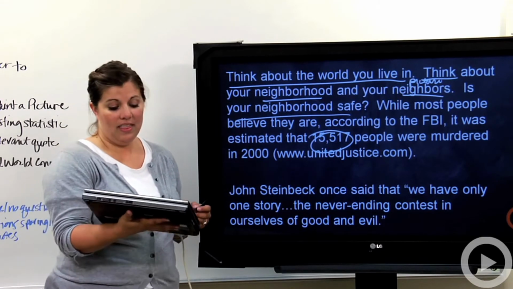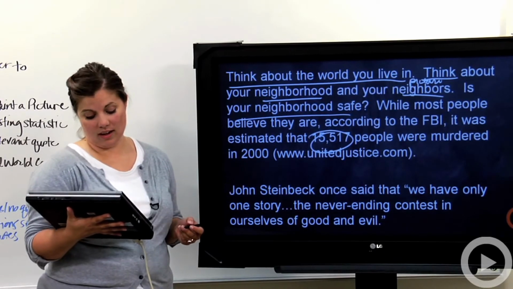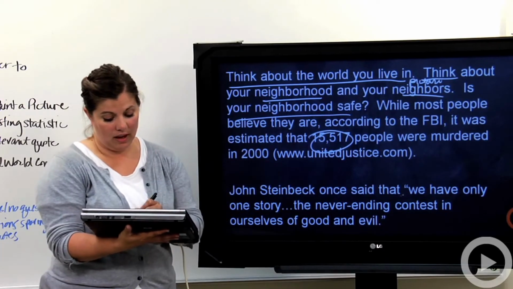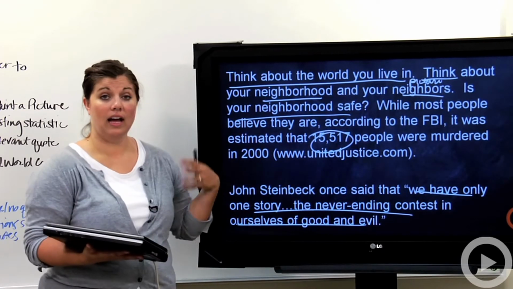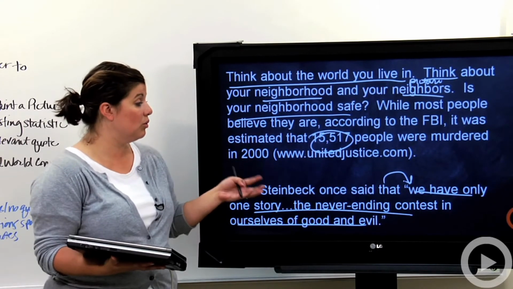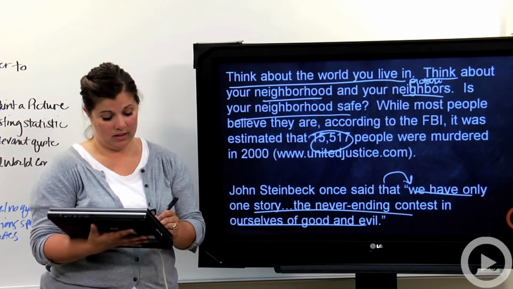Then we've got, John Steinbeck once said that we have only one story, the never-ending contest in ourselves of good and evil. So I like this because it's a quote. If they're writing about good or evil, obviously it connects clearly to it, but I also like that it's clearly woven into the writing, so it's not just an abrupt quote that's dropped in there.